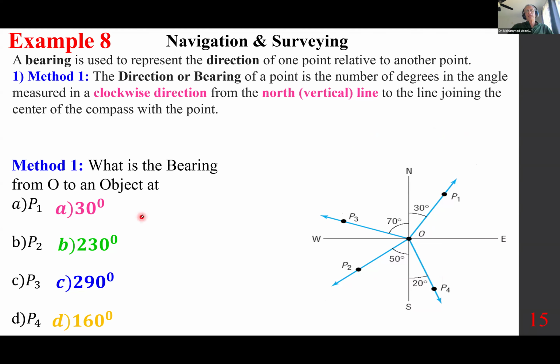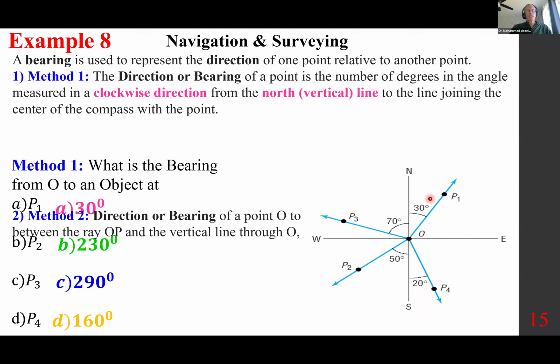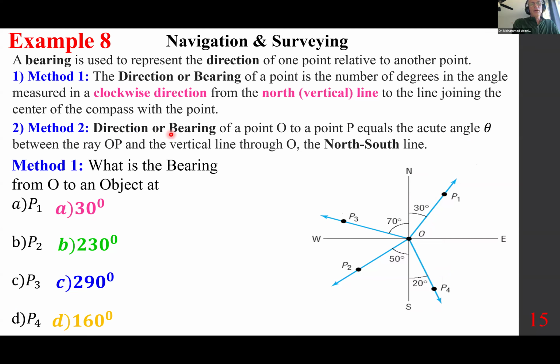So that's how you find the bearing. If you just mention an angle, that means with respect to north only. However, the second method says direction or bearing of a point O to point P equals the acute angle theta between ray OP and the vertical line O north-south. In other words, the closest angle to north or the south. That's what we figure. So for example, P1, obviously north, because it's closer to north, 30 degrees. Now to the right is east or west, it's east.